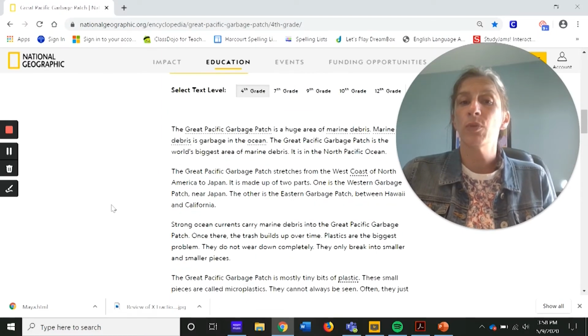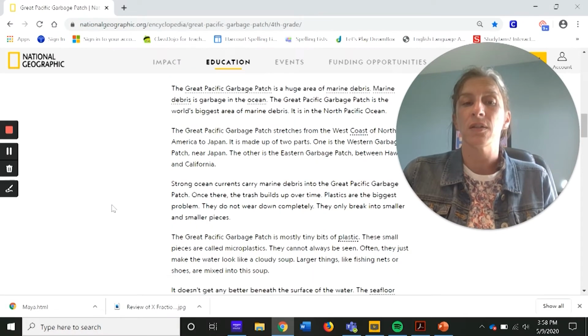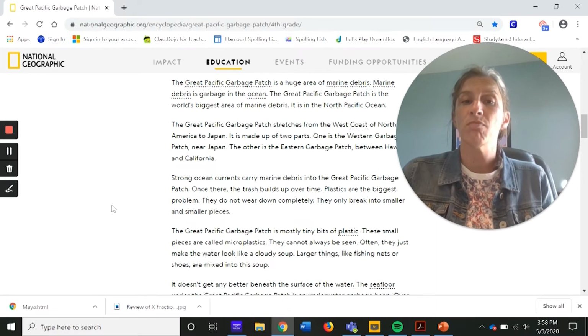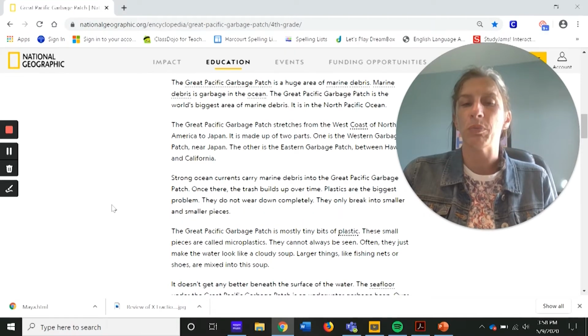Strong currents carry marine debris into the Great Pacific Garbage Patch. Once there, the trash builds up over time. Plastics are the biggest problem. They do not wear down completely. They only break into smaller and smaller pieces. The Great Pacific Garbage Patch is mostly tiny bits of plastic. These small pieces are called microplastics. They can't always be seen. Often, they just make the water look like a cloudy soup. Larger things like fishing nets or shoes are mixed into the soup.